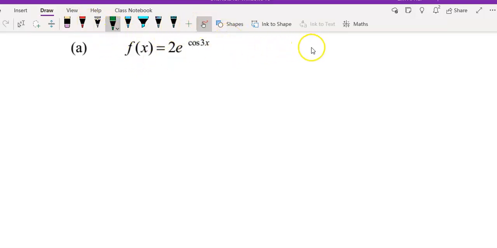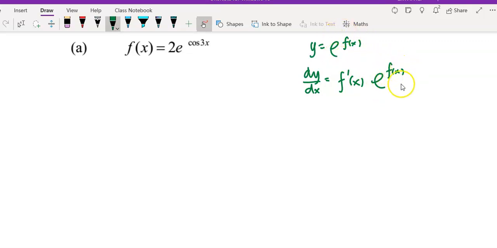So I will stick to the formula to differentiate y equals e power of f(x). My dy/dx will be equal to the derivative of the power, which is f prime x, and copy the function itself, so you multiply by e^f(x). This is the formula to differentiate the function e^f(x). So now I will have 2e power of cos 3x. This 2 is a coefficient, we just copy it down.